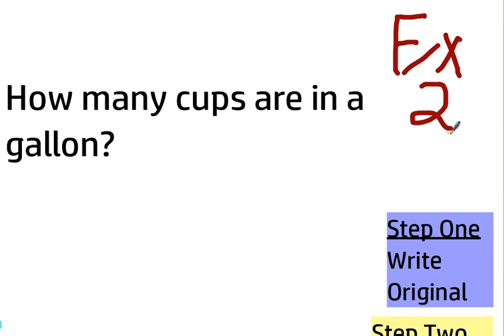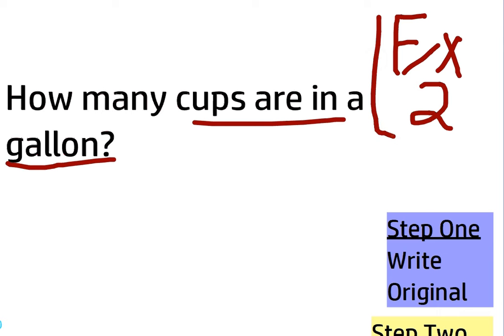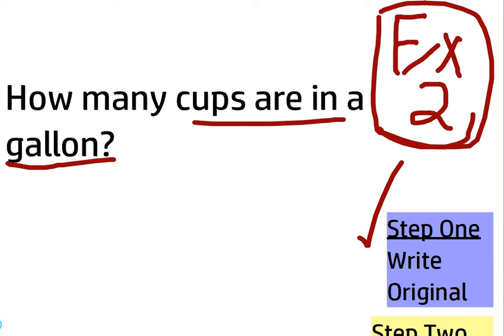All right, next example. How many cups are in a gallon? All right, so let's write the original thing they gave us. They just gave us a gallon, right? We're trying to figure out cups. I'm just going to write 1G over here.